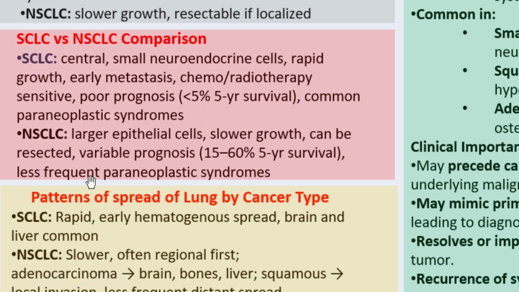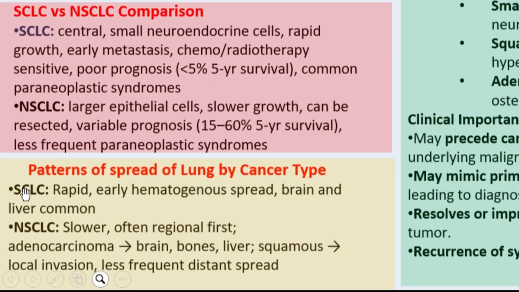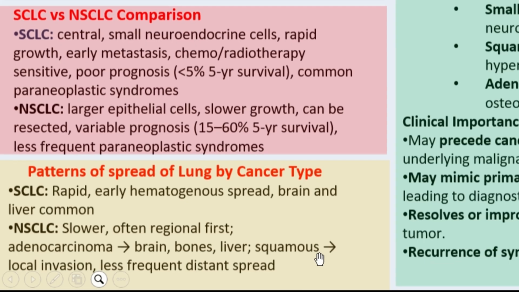Then the patterns of spread: early on, small cell lung cancer spreads rapidly, early hematogenously, and goes to the brain and liver. In some management protocols, they advise early irradiation of the brain as prophylaxis when we have small cell lung cancer. Non-small cell lung cancer is slower and often causes regional symptoms, staying around there. Adenocarcinoma spreads to the brain, the bones, and the liver. Then squamous cell carcinoma most of the time does local invasion, with less distant spread.